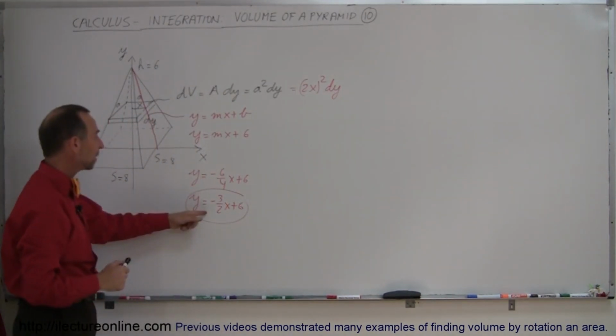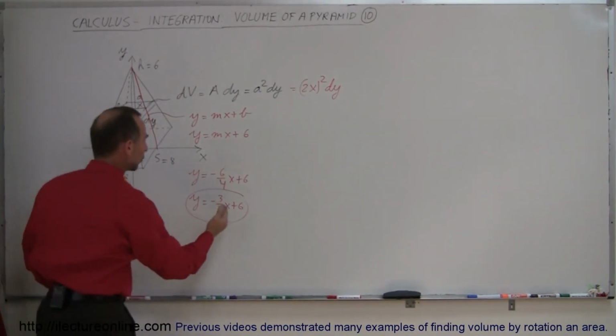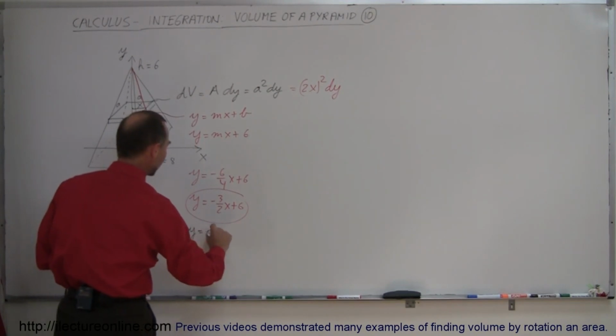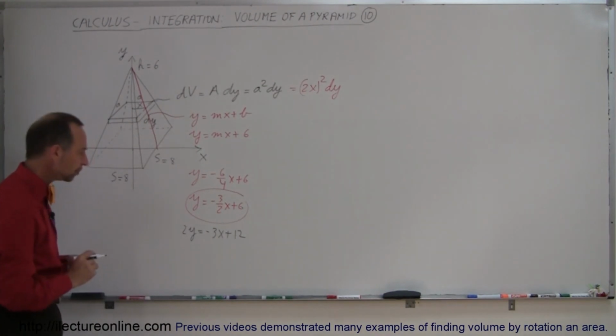So let's solve this for x and then replace that in for x over there. So let's first multiply both sides by 2. We get 2y is equal to -3x plus 12. That way we get rid of the divide by 2.